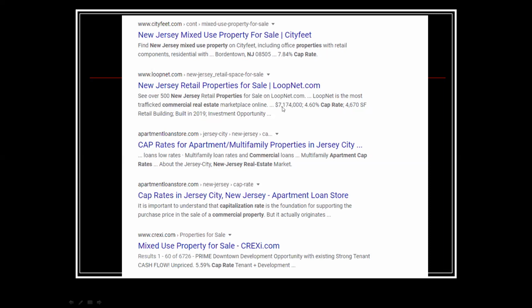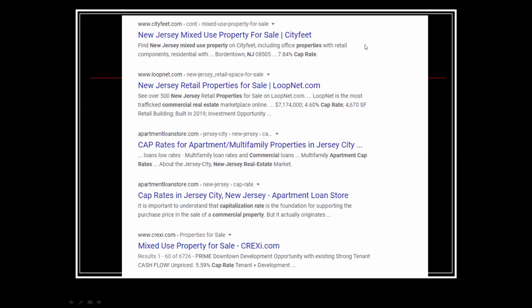Here's another building for $7 million. If you paid $7 million for this building, you take in all your rent and take out all your expenses and then divide that money by what you paid for it, you get a 4.6% cap rate. So different kinds of buildings have different cap rates. Here's another one that has a prime development opportunity with a strong tenant cash flow at 5.59% cap rate. So all of these are just examples of the expected rate of return based on the income minus the expenses divided by the sales price.